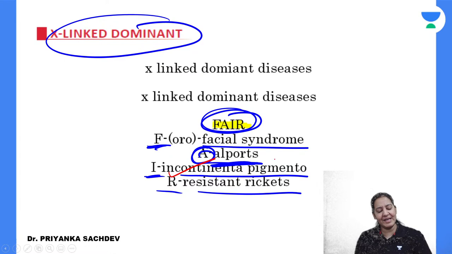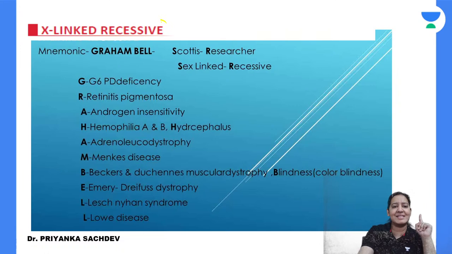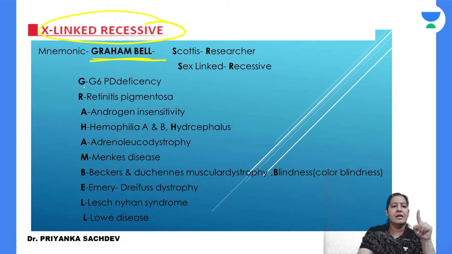The last, the fourth inheritance. There are five types of inheritance. The fourth one is X-linked recessive. X-linked recessive ka mnemonic hai Graham-Bell. G-R-A-H-A-M, B-E-L-L. So G stands for G6PD deficiency.